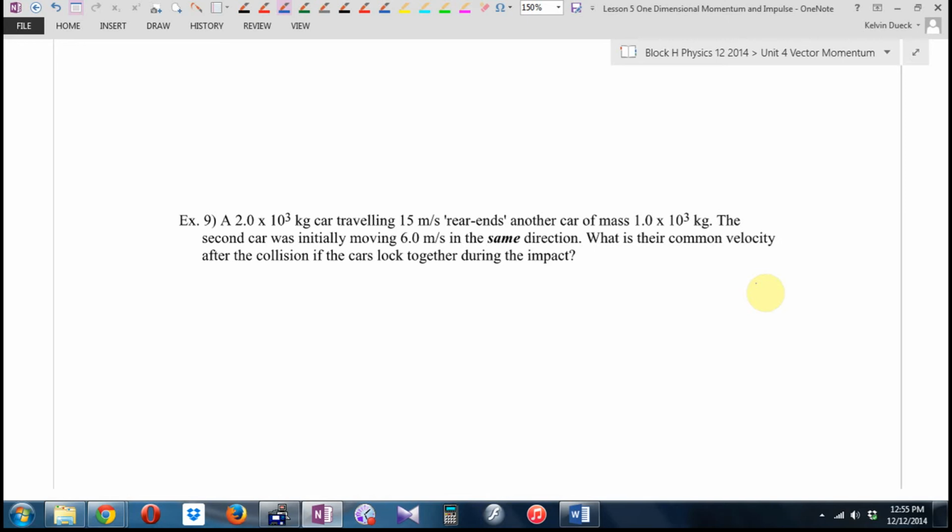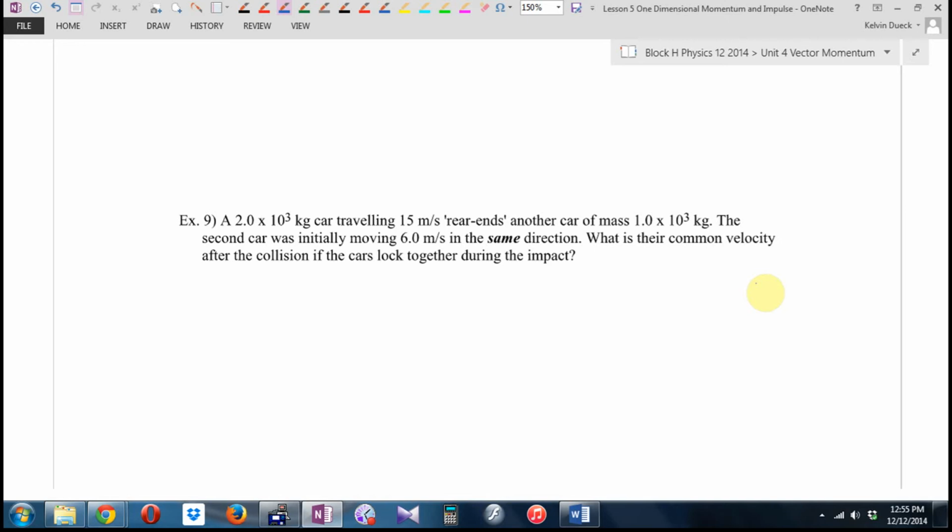Example 9. So again, momentum is great for collisions. So here we're going to rear-end somebody in traffic. A 2,000 kilogram car traveling 15 meters per second, not very fast, about 30 miles an hour, about 45, 50 kilometers, so city speed, not freeway speed. In fact, back road city speed, so subdivision speed.